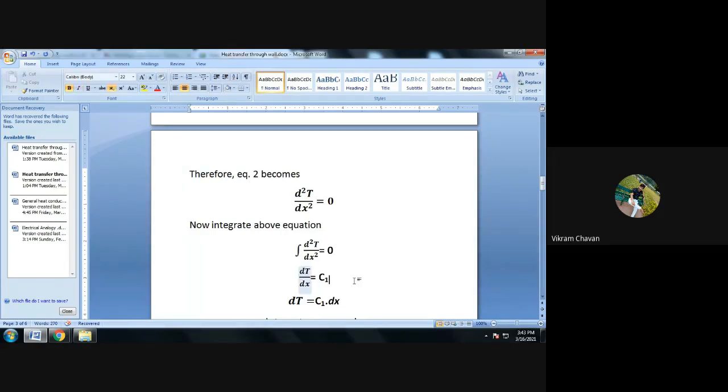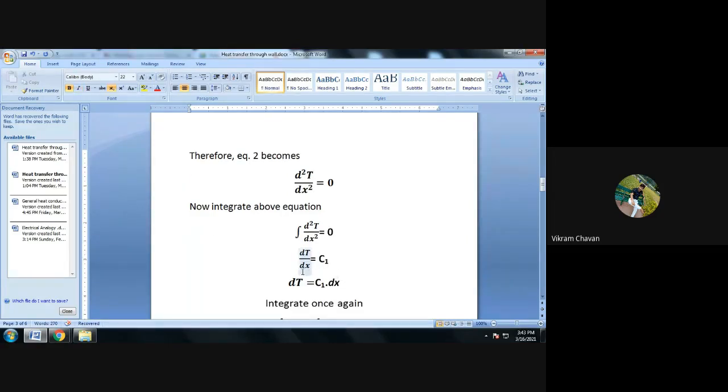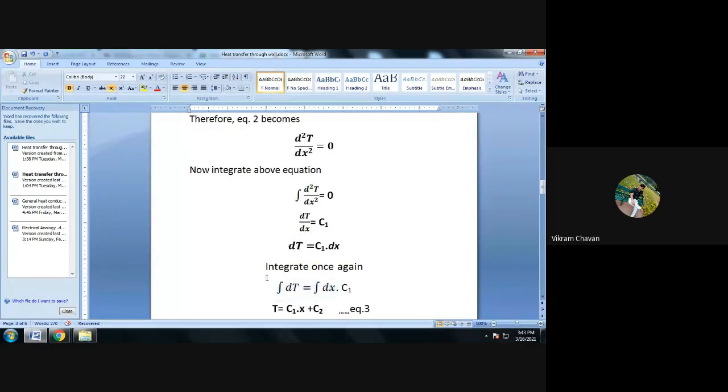Further, we convert this equation by separating dt and dx, so it will be simple to integrate the temperature and the distance separately. So we separate dt divided by dx as dt is equal to c1 multiply by dx. Now it will be easy to integrate once again. So after doing this separation, we integrate once again.